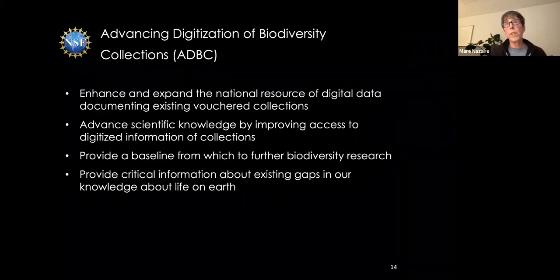What's been fueling a lot of the digitization efforts over the last 10 years or so is an NSF program called Advancing Digitization of Biodiversity Collections, shortened as ADBC. They went into their last year, 11 years' worth of a program.